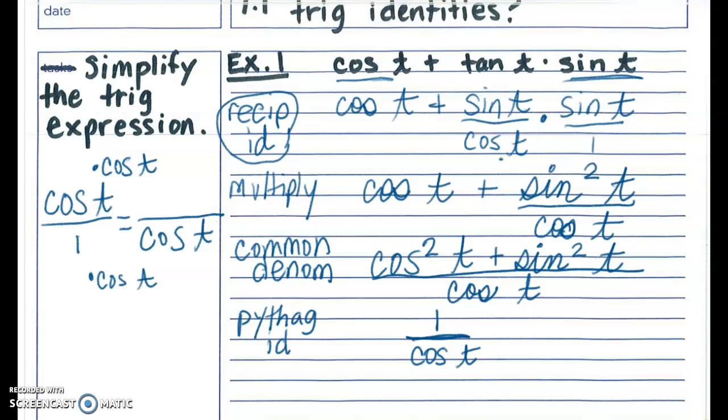Do you think a fraction is as simple as it can get? What do we know pairs with cosine? Secant. Look at your reciprocal identities. What's written there for secant?